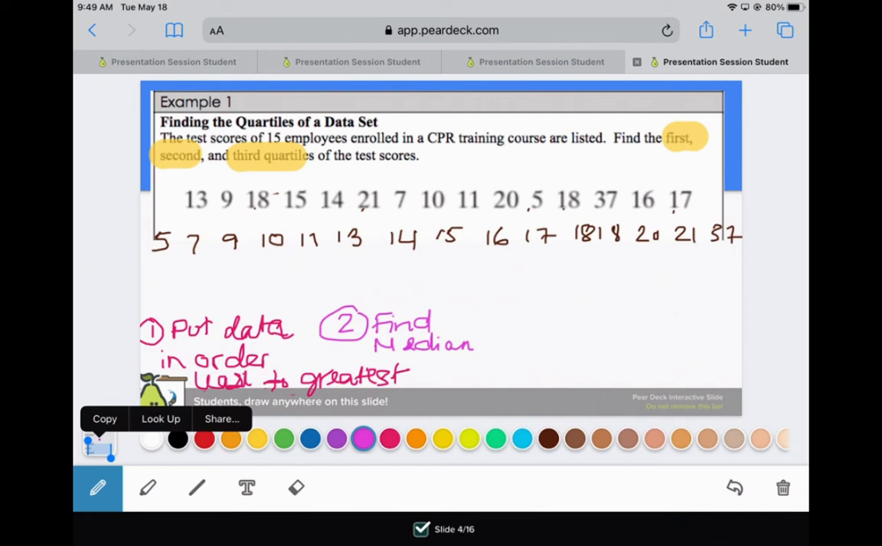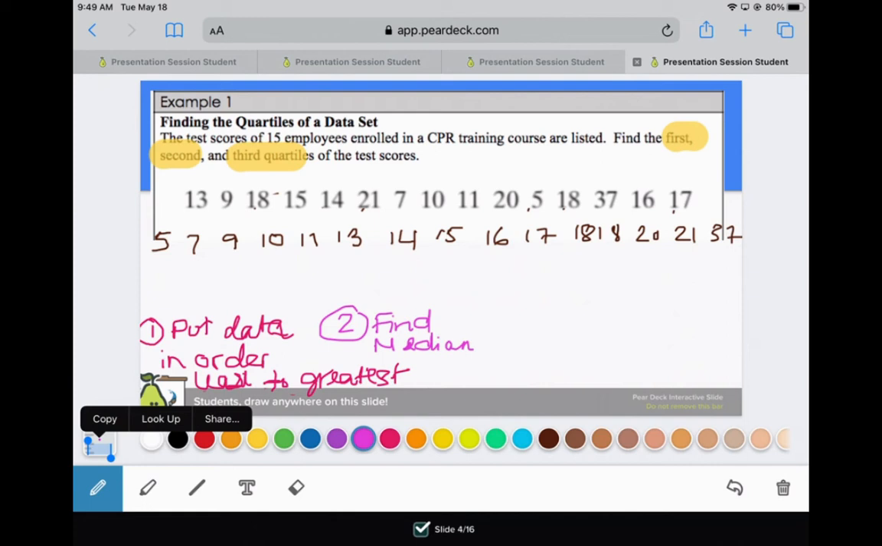No one remembers how to find the median? Oh boy. You count off the edges and to the middle. The median is the number in the middle, right? Yes, thank you. So the median is the number in the middle.